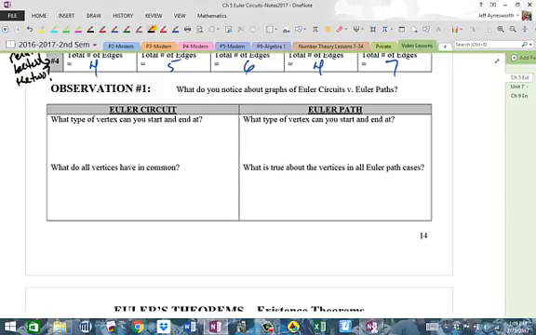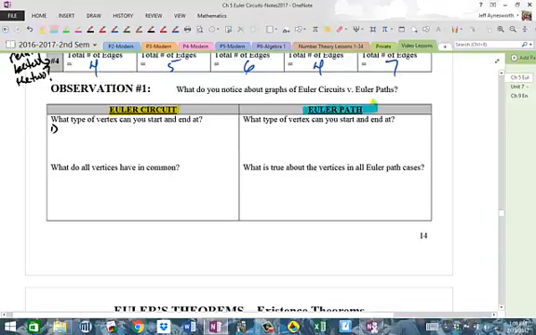Okay, so what do you notice about Euler circuits and Euler paths? I kind of just went over it, but let's be specific here and write it down. What type of vertex can you start and end with? We have to separate this. Let's talk about circuits first, and then we're going to talk about paths next.